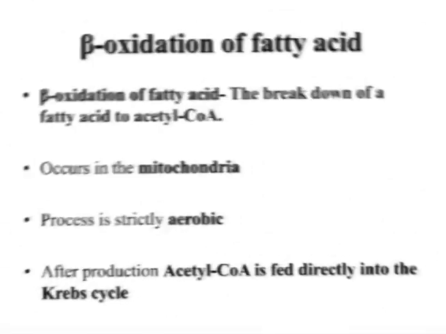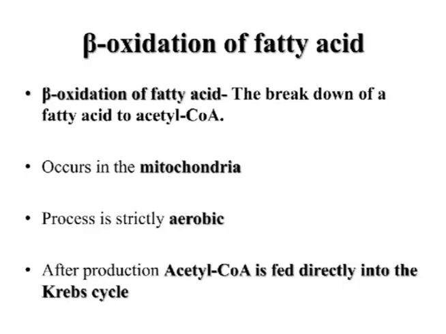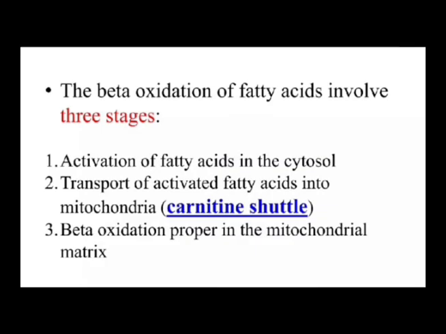Beta oxidation of fatty acid, the breakdown of a fatty acid to acetyl-CoA. Occurs in the mitochondria. Process is strictly aerobic. After production, acetyl-CoA is fed directly into the Krebs cycle. The beta oxidation of fatty acids involves 3 stages.